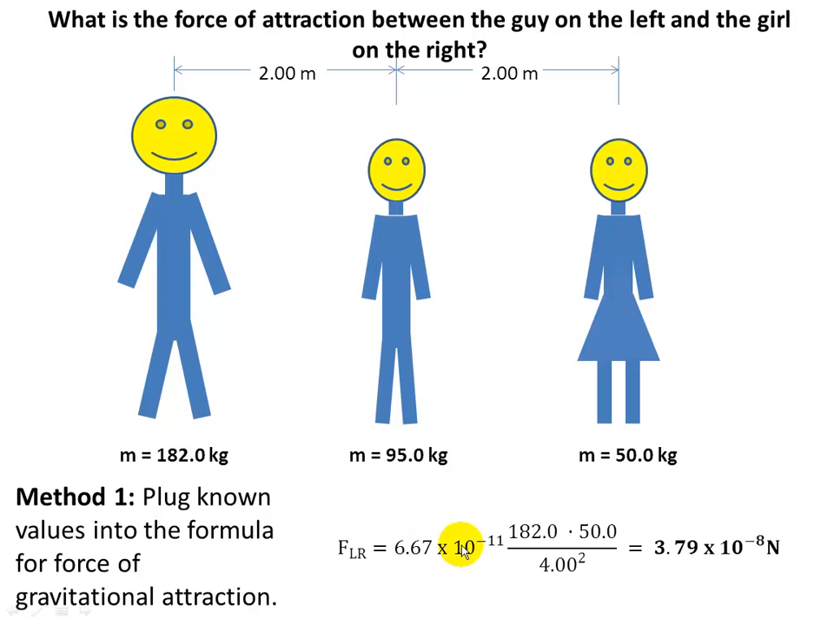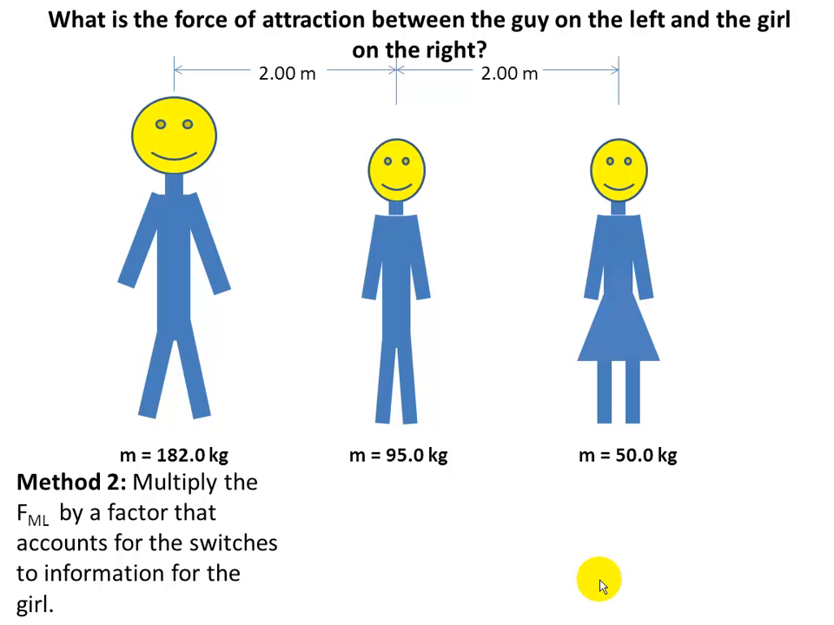So we have G. We have the mass of the guy on the left, the mass of the girl on the right. And now we show that they're actually 4 meters apart, which they have been all along. So we plug all those values in, we get 3.79 times 10 to the minus 8th, keeping 3 significant figures, which is all that's legitimate, since this has 3 sig figs and that has 3 sig figs. We couldn't keep more than 3 sig figs in our answer. Well, let's check out another method.